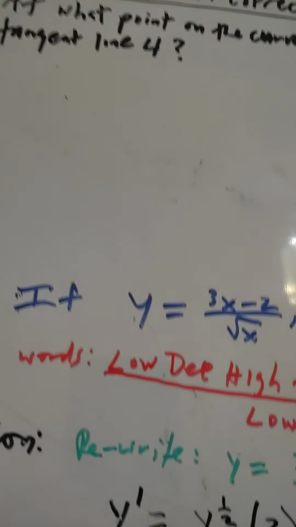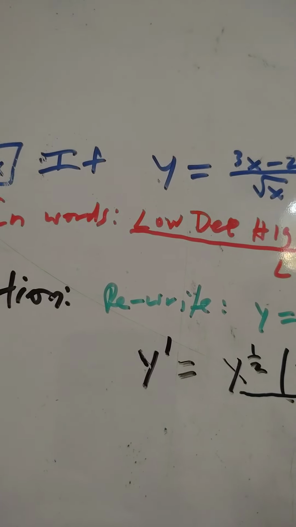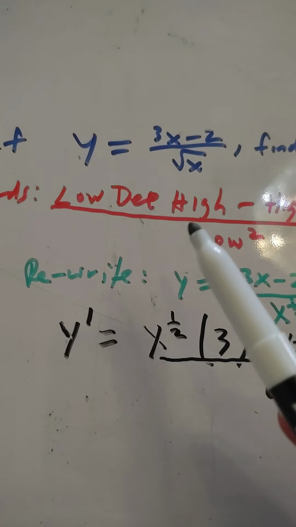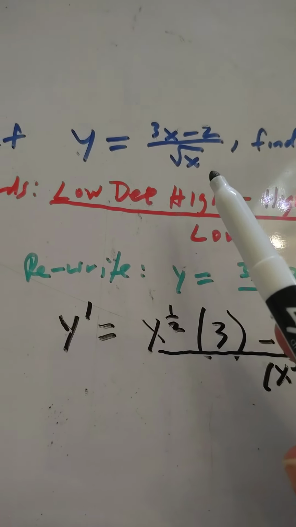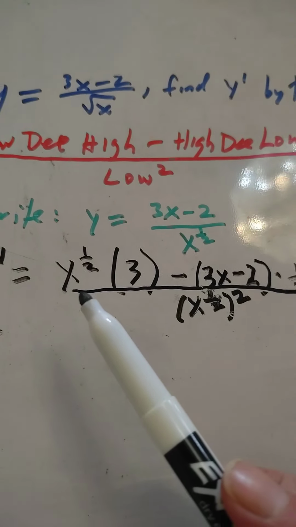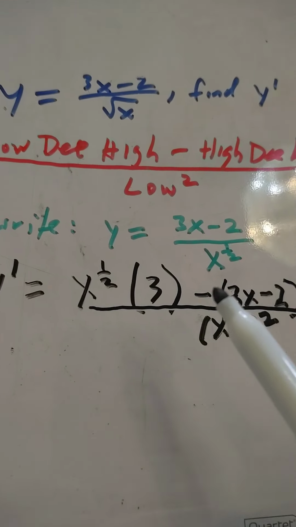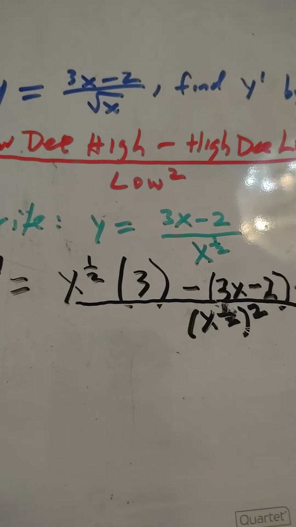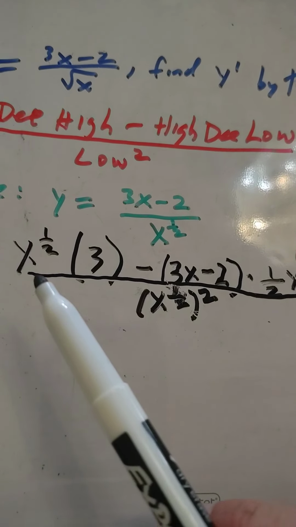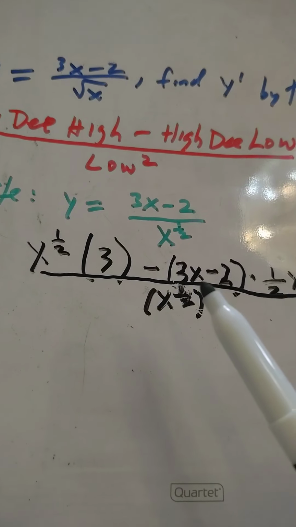Hello, class. I just want to quickly go over that. I made a small error on our last video with the quotient rule. So given this quotient, we want to find the derivative. And to find the derivative, we said we're going to use this rule here: low d high. So low is the denominator. So low d high would become x to the 1/2 times just the 3 minus high d low.